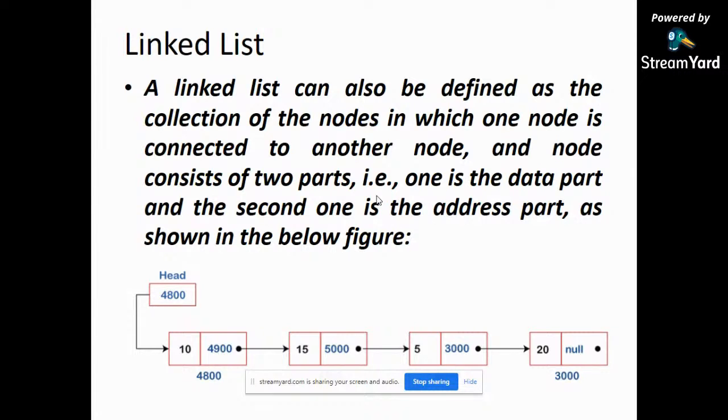Now we can see in the figure, one linked list is shown to us. In that, we are having four nodes. The first node is having data 10, second node is having data 15, then third node 5, and fourth node 20. We are having one pointer which is head, and head is pointing towards the first node. So head is having address 4800. So it is pointing towards the first node which is having value 10. Now in the pointer part, or in the address part of the first node, it is the address of the second location.